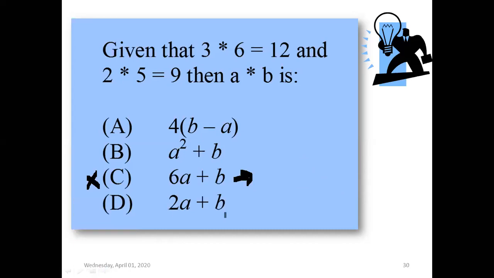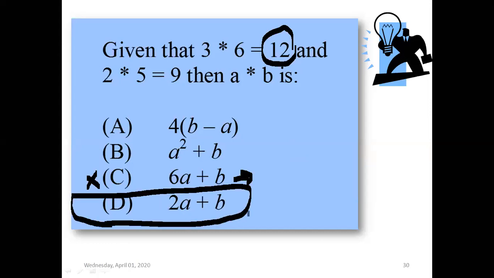Why do you say it is D? Right, so 2 times 3 is 6, and 6 plus 6 is 12. And 2 times 2 is 4, and 4 added to the 5 equals 9. Very good, boss. So it's D. Very good.